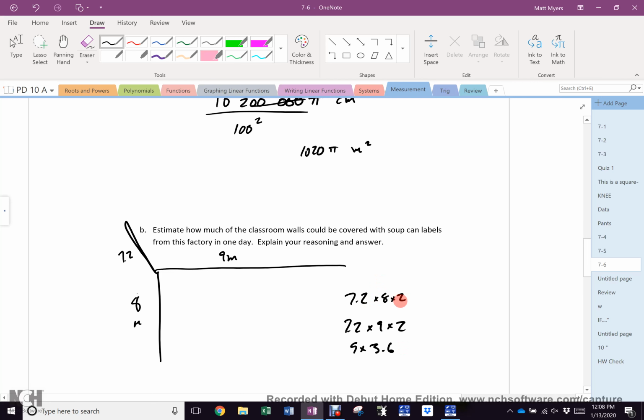So that, first of all, I'm going to estimate. I don't care about these decimals. 7 times 8 is 56. 56 times 2 is 112. 7.2 times 9 is 63. Times 2 is 126. 9 times 3.6 is 9 times 3.5, which is 27. And then half of 9 is 5. 32. And I would add all that up. And that would be meters squared, yes?